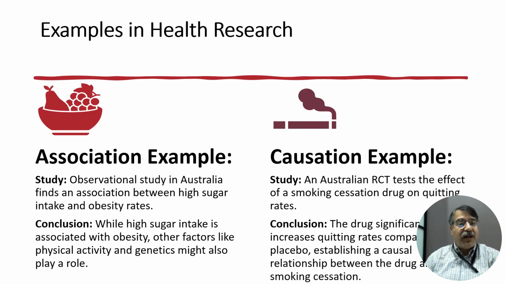An observational study in Australia finds an association between high blood pressure intake and obesity rates. This is an association example. We say while high blood pressure intake is associated with obesity, other factors might have played a role. And if it were a causation example, an Australian randomized controlled trial tests the effect of a smoking cessation drug on quitting rates. The drug significantly increases quitting rates compared to placebo, establishing a causal relationship between the drug and smoking cessation.